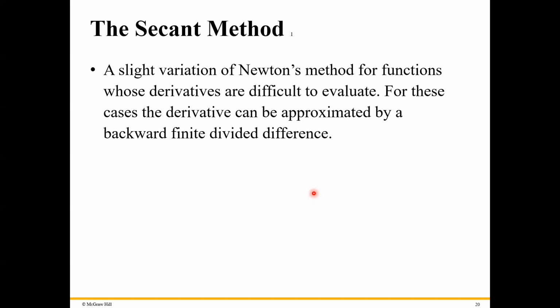The secant method is very similar to one of our previous methods, called the false point method, which we discussed earlier. But there are some differences between the false point and the secant method. False point is a bracketing method. Secant method is not a bracketing method. The secant method is obtained with a slight variation of Newton's method for functions whose derivatives are difficult to evaluate.